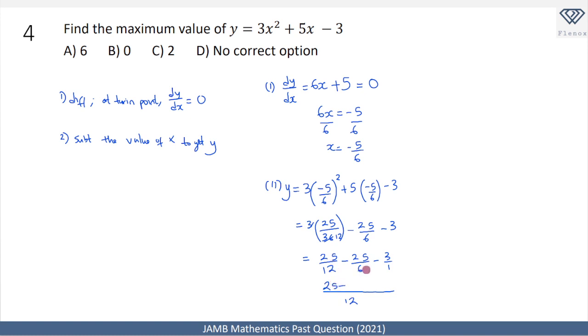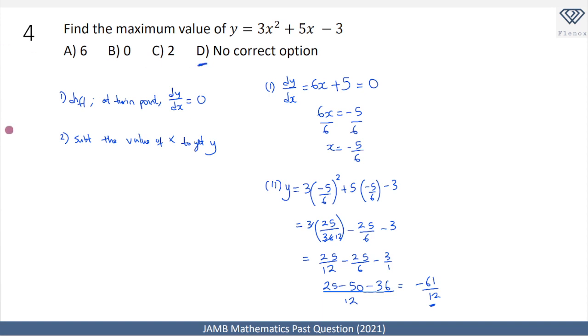Then we know that 6 in 12 is 2, and 2 times 25 is going to give me 50. Then we have 1 in 12 is 12, and 12 times 3 is going to give me 36. So I have 25 minus 50 minus 36, which gives me minus 61 over 12. So the value of y at the maximum point is minus 61 over 12. And as you can see, that is not part of the options. So the correct option here is option D.